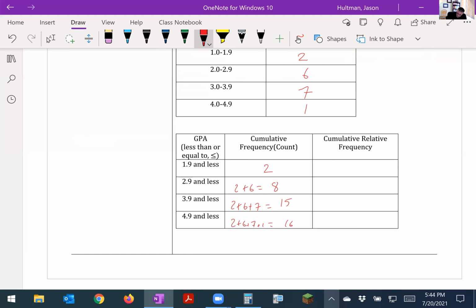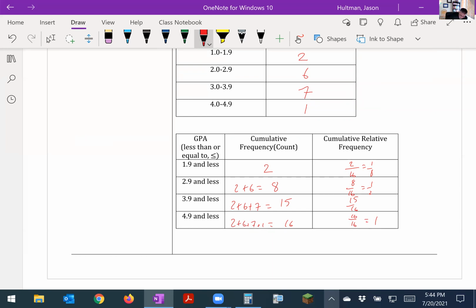So what's the relative frequency here? The cumulative relative frequency, this is the total pieces of data that we're going to divide by. So that's 2 over 16. This is going to be 8 over 16. This reduces to 1/8. This reduces to 1/2. This is 15 over 16. That does not reduce. And 16 over 16, or 100%, is the cumulative.